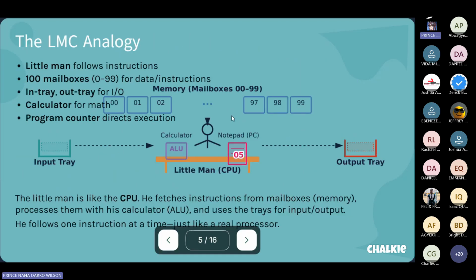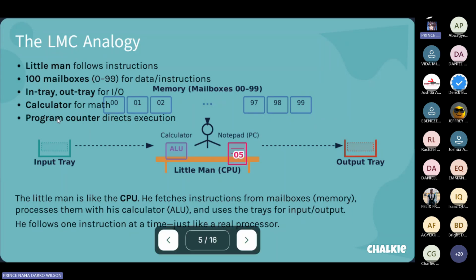All right. The Little Man Computer analogy. The little man follows instructions. It has 100 mailboxes from 0 all the way to 99 for data and instructions. To hold this data and instructions, the mailbox is coming. It has an in tray where the user gives an input. You're going to see that later. I'll show you a Little Man Computer right now and you'll see how it works. And then it has an out tray for bringing out results. And it also has a calculator that will do operations on the inputs that you'll be giving.